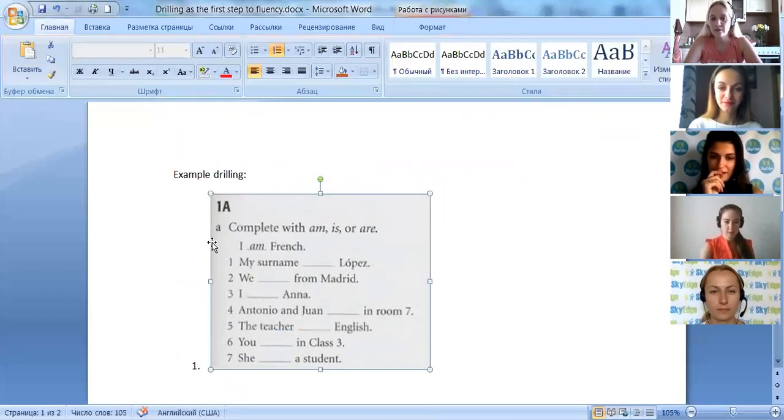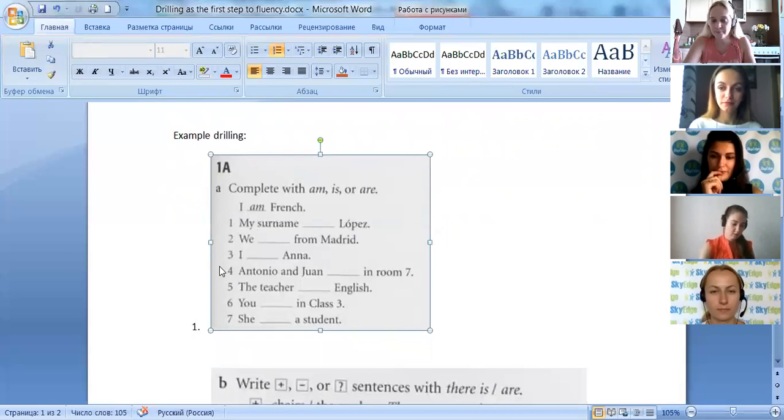Read. I'm French. Good. Number one, please. My surname is Lopez. Stop. Look, a robot says, my surname is Lopez. A person says, my surname is Lopez. Repeat, please. My surname is Lopez. Good. Next, number two. We are from Madrid. This is a robot, and a person says, we are. We're. We are from Madrid. Repeat. We are from Madrid.